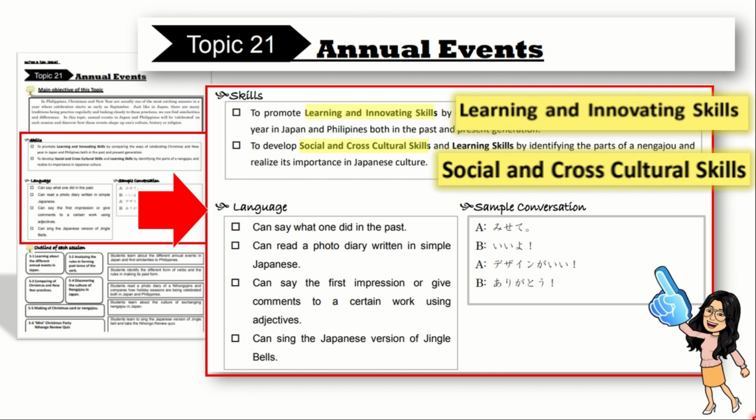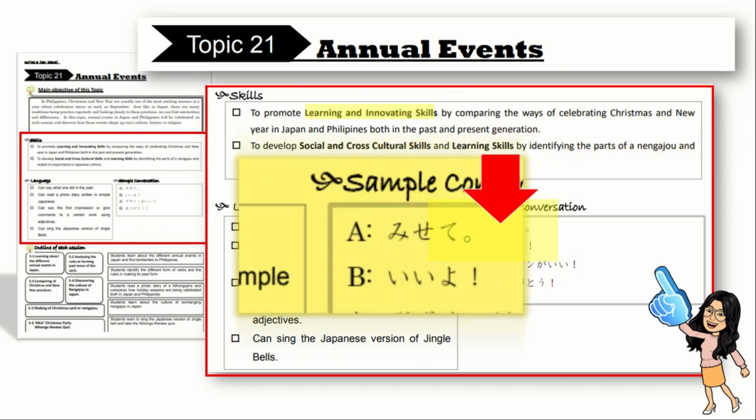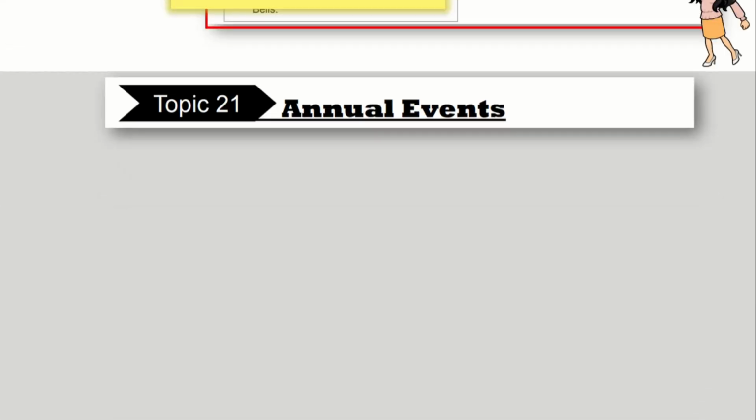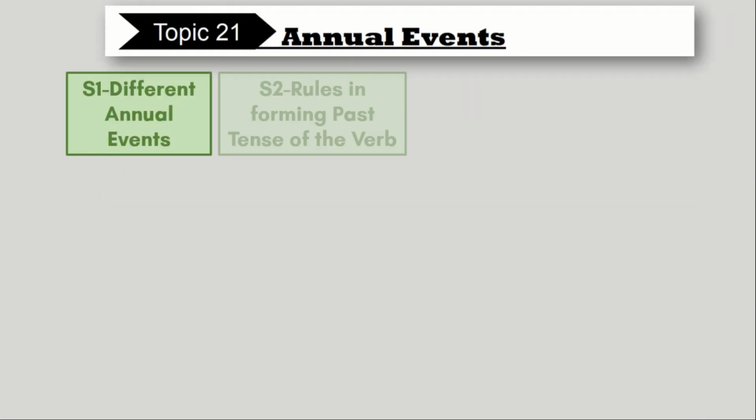A glimpse of the sample conversation that we are going to teach in this topic is this. Misete? Iyo, design ga ii. Arigato. And now let's have a look at the outline of each session.